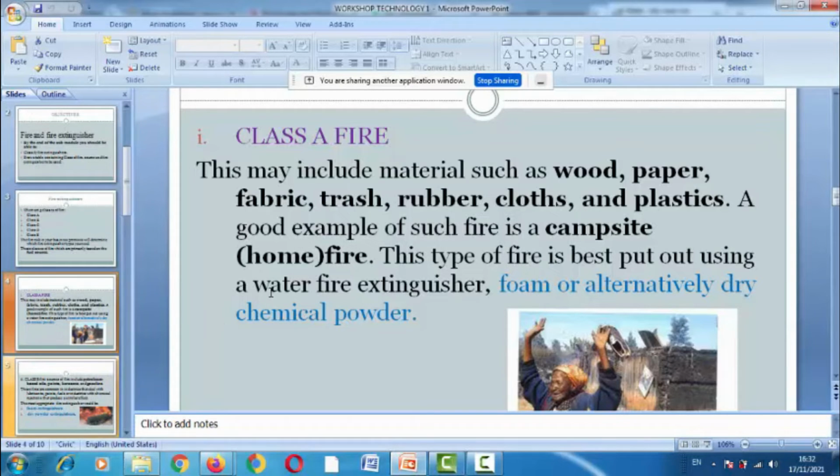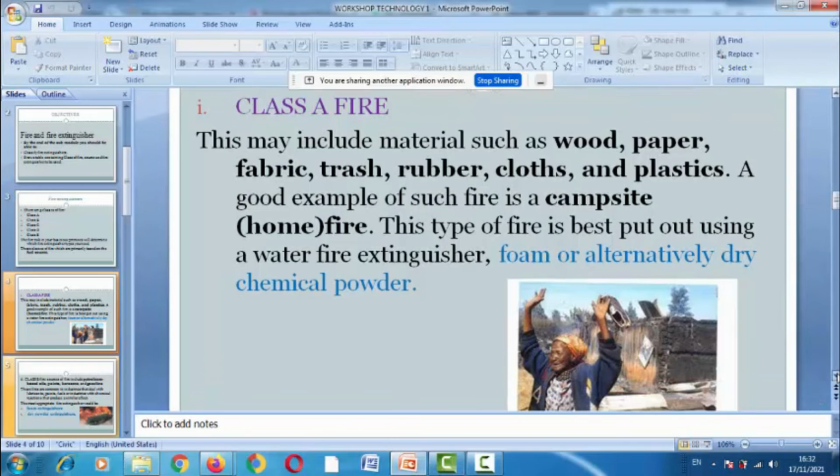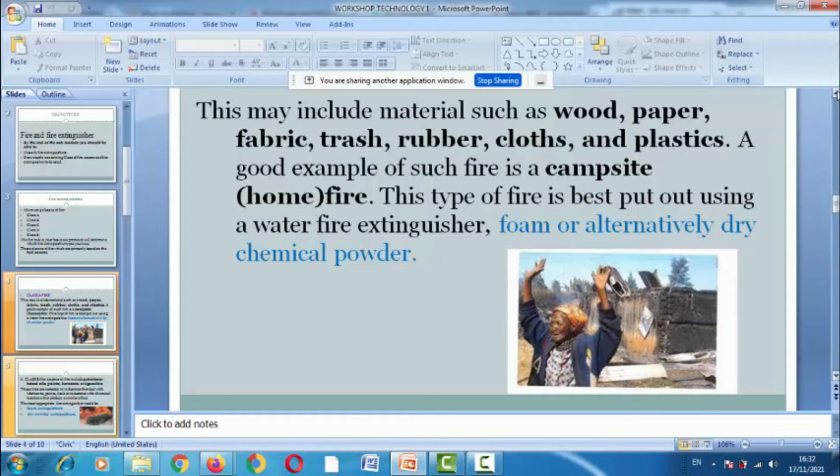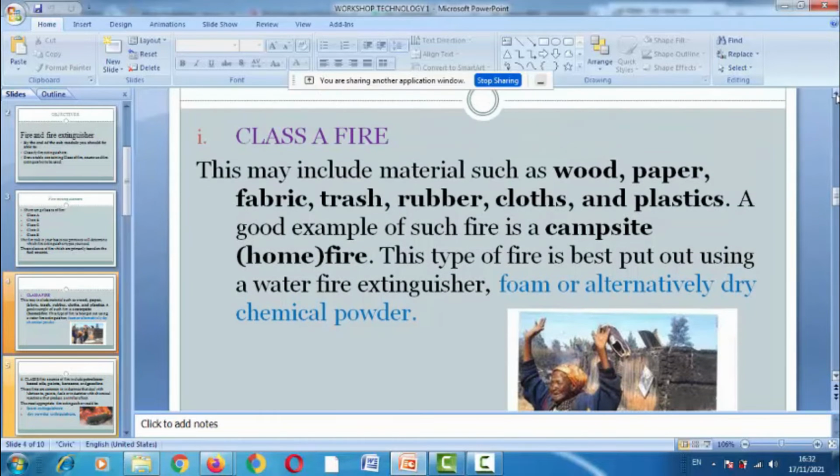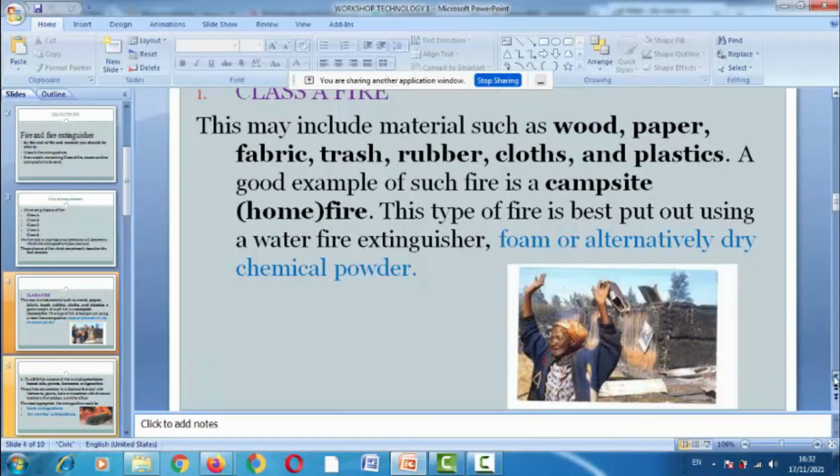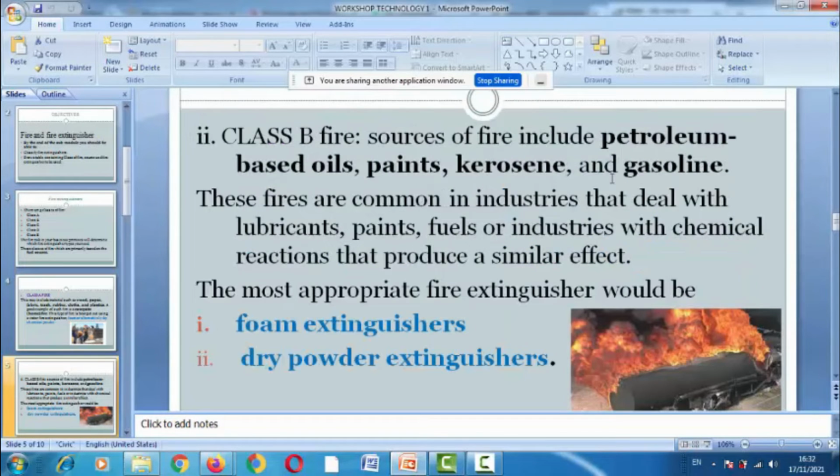Okay, so the first class of fire is that fire that comes from wood. You can see the picture there. Maybe you can relate it with previous experiences in our country. Fire that comes from wood, paper, fabric, trash, rubber is classified as class A fire. And the type of extinguisher to use is foam or chemical powder. Because of time, we shall go to the next, class B fire.